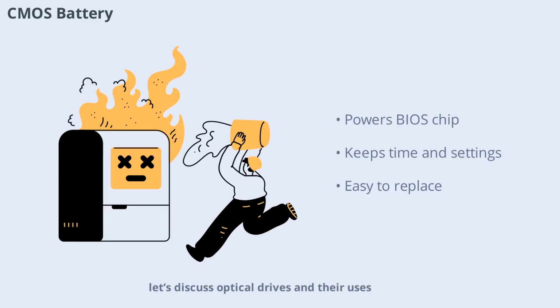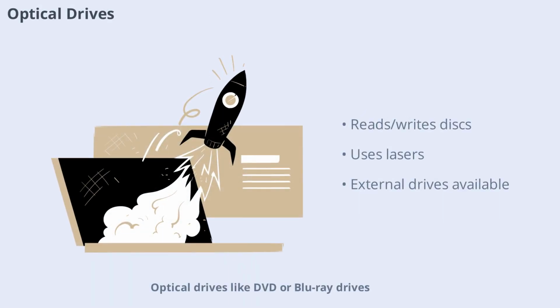Next, let's discuss optical drives and their uses. Optical drives, like DVD or Blu-ray drives, read and write data from disks using lasers. While less common today, they're still useful for installing software, watching movies, or backing up data. Many modern computers no longer include optical drives, but external versions are available if needed.